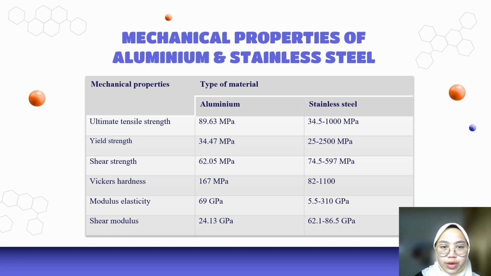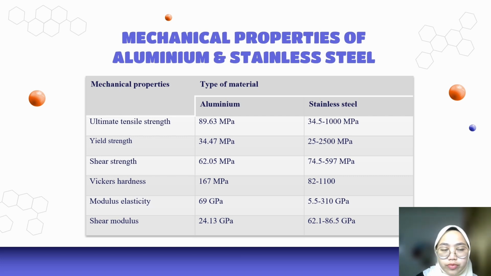Next, I am going to present mechanical properties of aluminium and stainless steel. The ultimate strength for aluminium is 89.633 MPa, while for stainless steel is 34.5 until 1000 MPa. The yield strength for aluminium is 34.7 MPa, while for stainless steel it ranges from 25 until 2500 MPa. Next, the shear strength for aluminium is 62.05 MPa, while stainless steel is 74.5 until 597 megapascal.